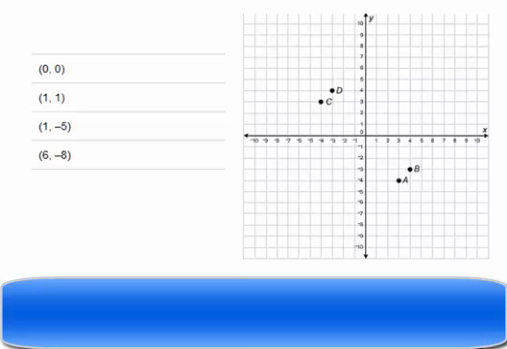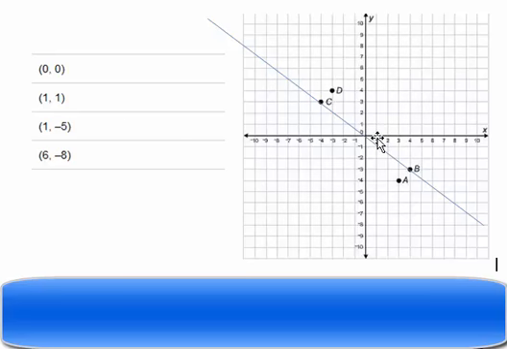Okay, so if this was our question, we want to know which point is collinear with points B and C. So here we're given our options: 0, 0; 1, 1; 1, negative 5; or 6, negative 8. So we would want to draw a line connecting C and B. We're going to see which one of these points fall on that line. So we have 0, 0, which is the origin, which it has crossed.